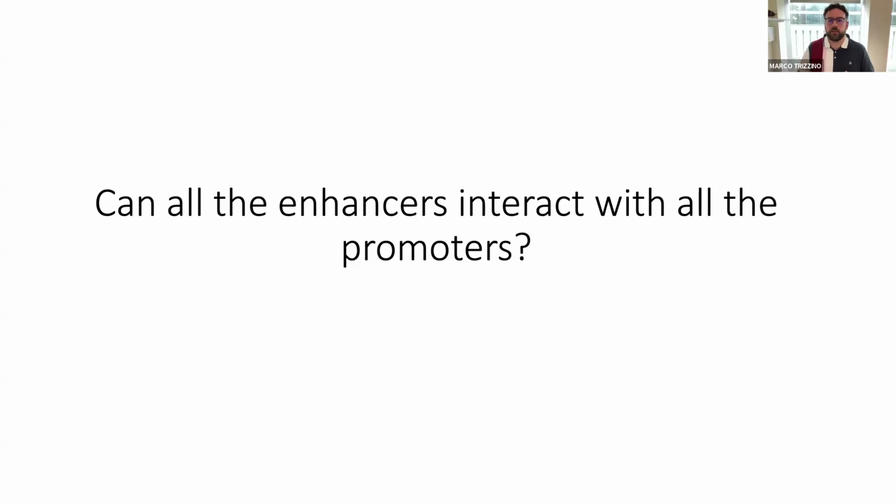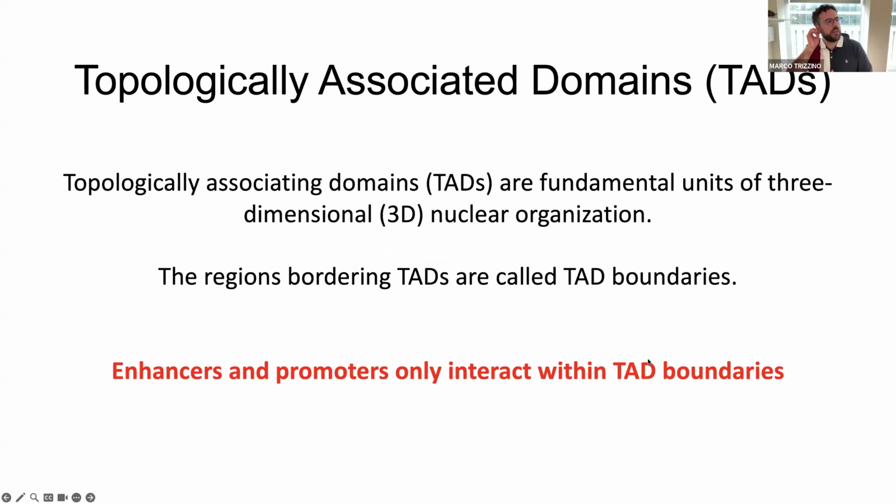So I told you at the beginning that enhancers and promoters need to interact with each other by 3D looping. They need to be in close proximity to activate a gene. But in the human genome, we have probably close to a million enhancers, and something around 100,000 promoters. So can all the enhancers and all the promoters interact with each other, or are there some constraints? The answer is there are some very specific three-dimensional constraints in the chromatin that prevent some enhancers from interacting with some promoters.